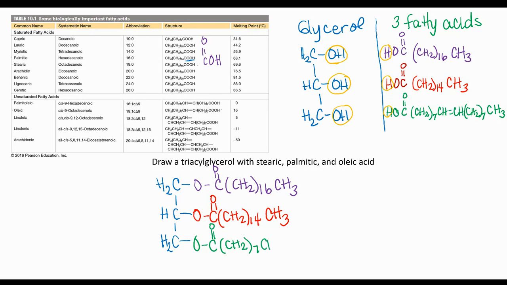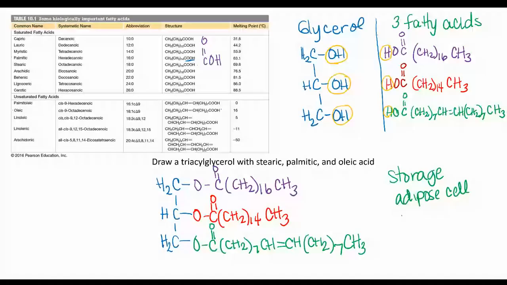The other thing, the reason I'm having you learn how to draw these, is because later, when we start processing fats and we learn about how we process them for energy, one of the important parts about it is that it's very rich in carbon. So this is our storage molecules, adipose cells, fat cells, and they have a high potential for energy.